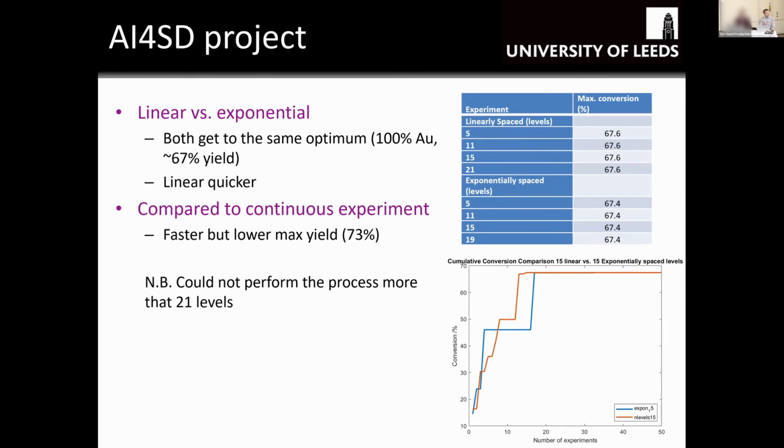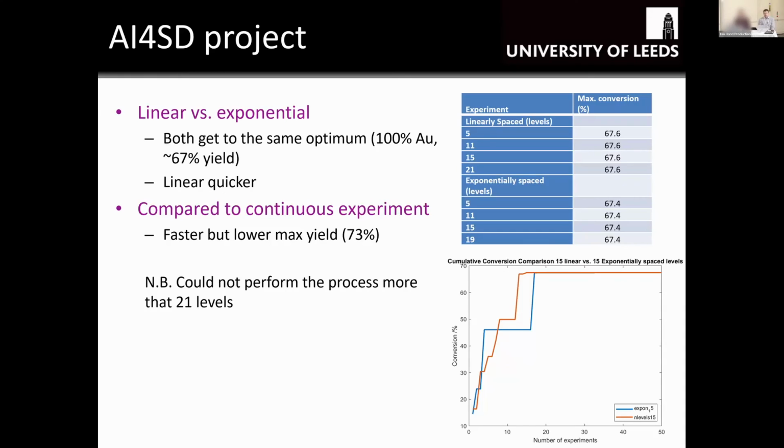But the thing we really wanted to get to is how does it compare to doing it continuously? And sadly, it's quicker to use discrete variables, but you don't get to the maximum optimum yield, which is 73% for the continuous system. And that's linked, unfortunately, to the fact that he could only ever get 21 discrete levels to work in his computer before his computer fell over and couldn't cope with the amount of processing.